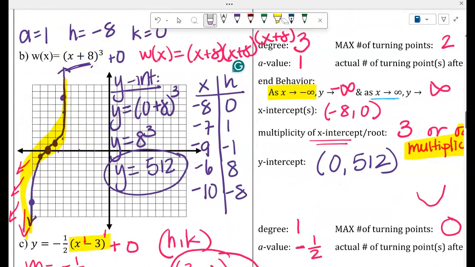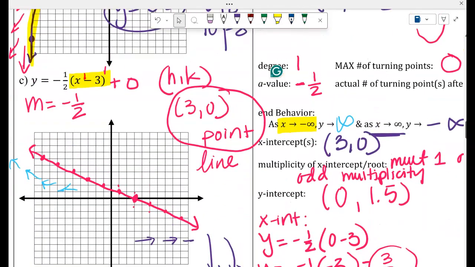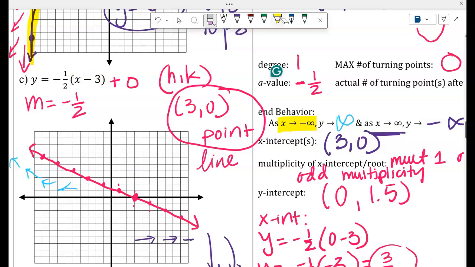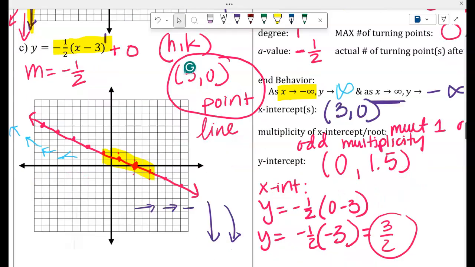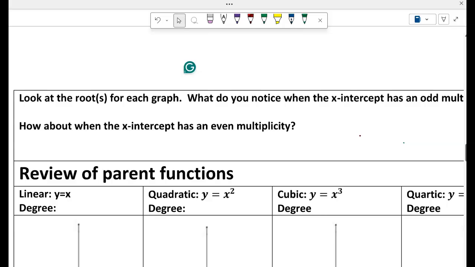Then the next two graphs, we have an x plus 8 to the third power. So if we write it out 3 times, that's an odd power. So in odd powers, as you guys can see here, it crosses, it goes through the x-axis. Same thing with this one. This is a line. So a line meaning that we have a degree of 1. So the degree of 1, that's not even, right? So we're going to say, hey, that's going to be crossing the x-axis.